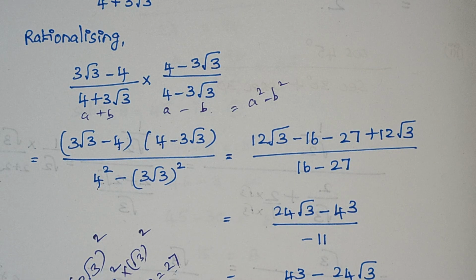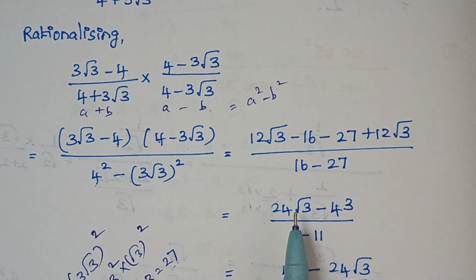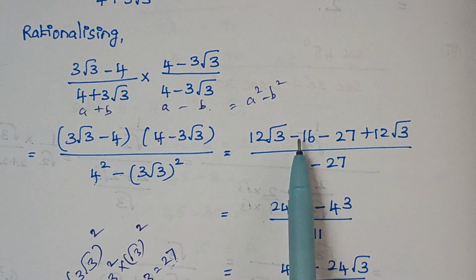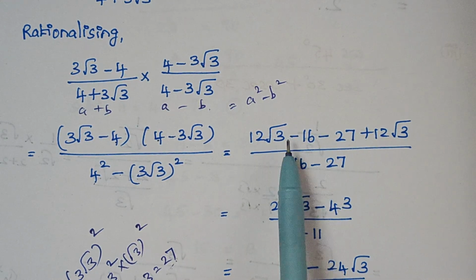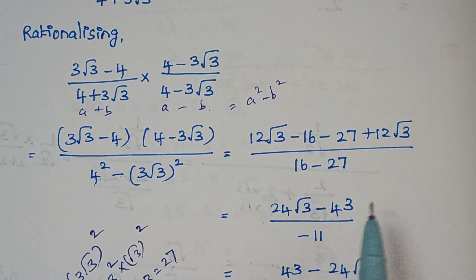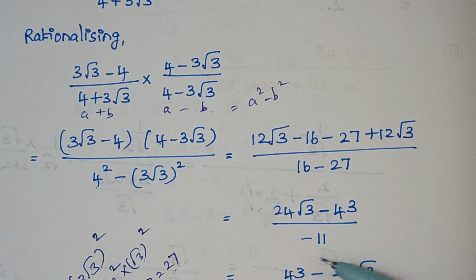Now again combine these two terms together. So 12 root 3 plus 12 root 3 becomes 24 root 3. And minus 16 minus 27. So both are with the minus sign, so that you can add these two numbers with minus. So put minus here. 16 plus 27 gives you 43. Divided by again 16 minus 27 gives you minus 11.